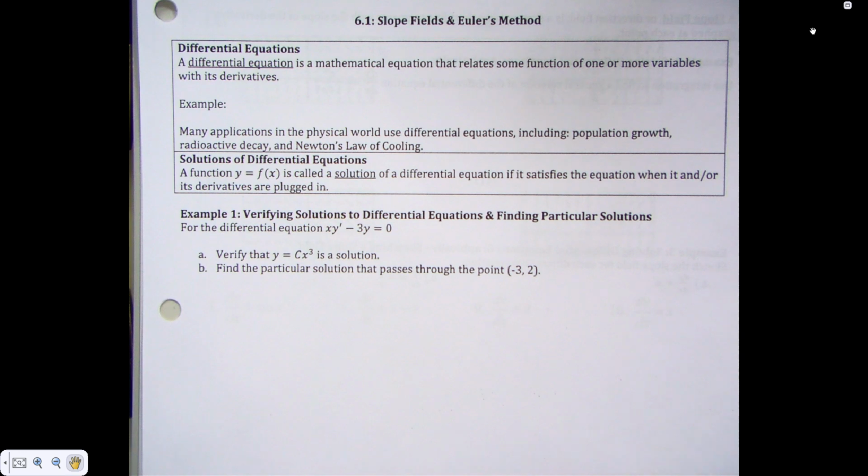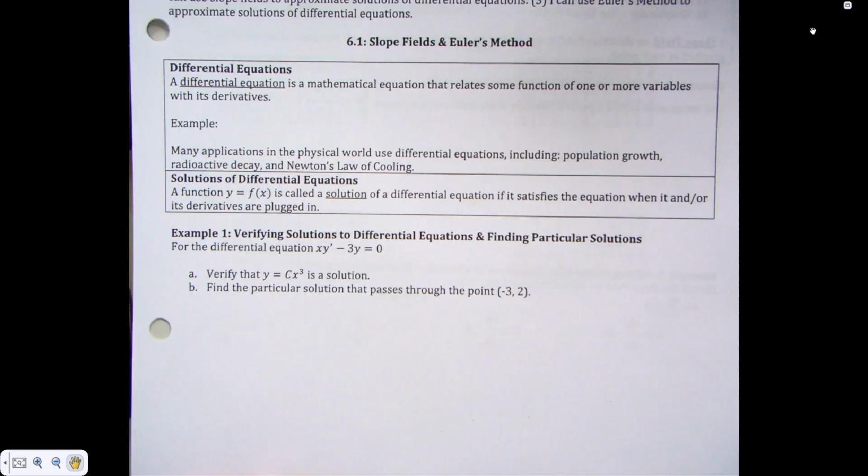Welcome to our video notes for section 6.1. This section is the very beginning of chapter 6. We're going to talk about something called slope fields and Euler's method, but first we're going to start talking about what's called differential equations. You guys have met differential equations throughout the textbook.